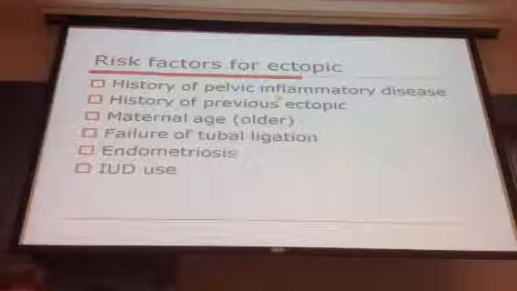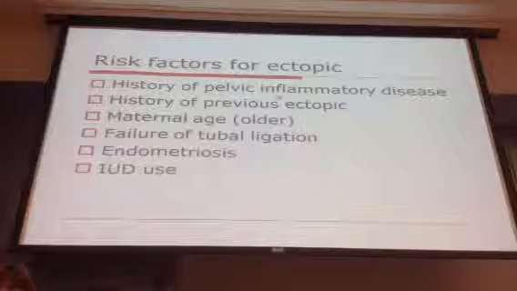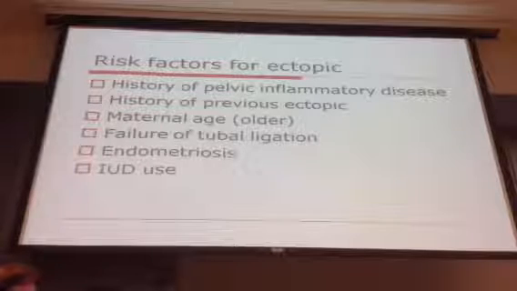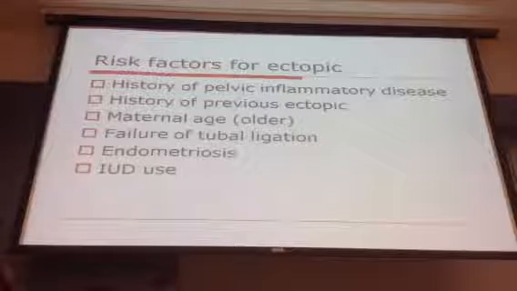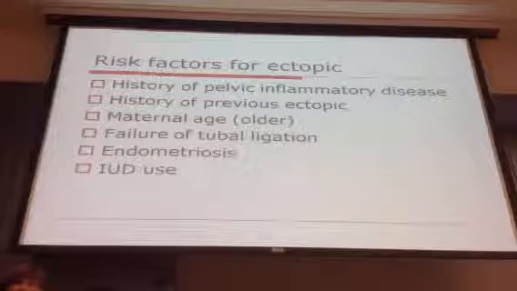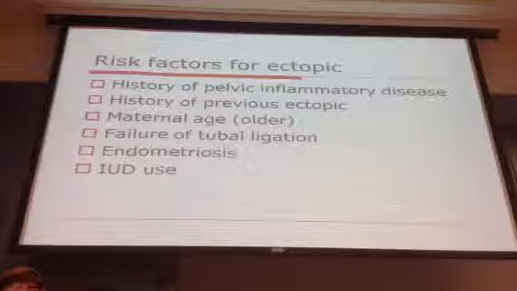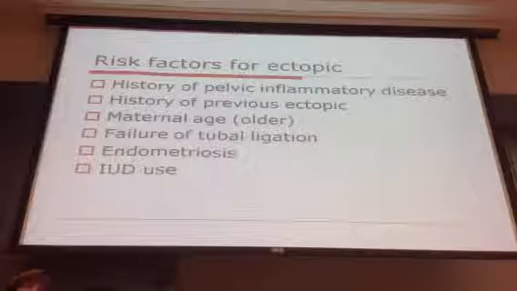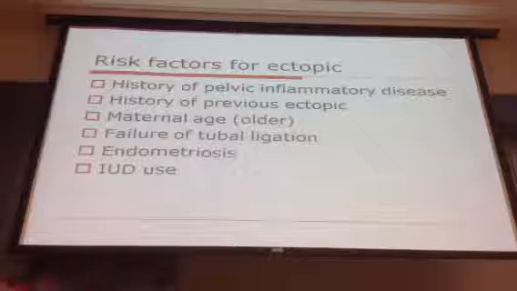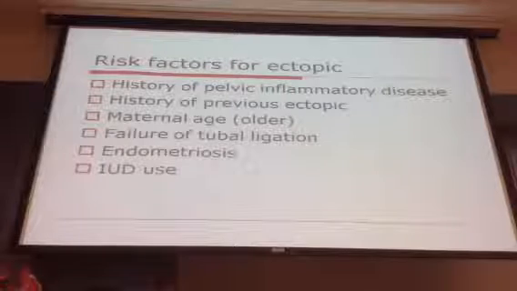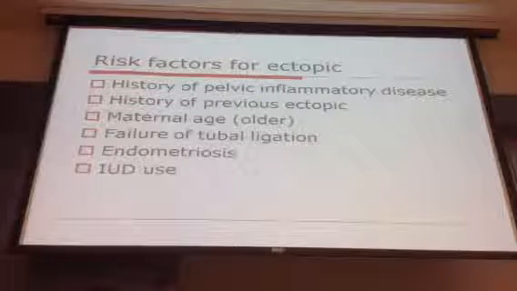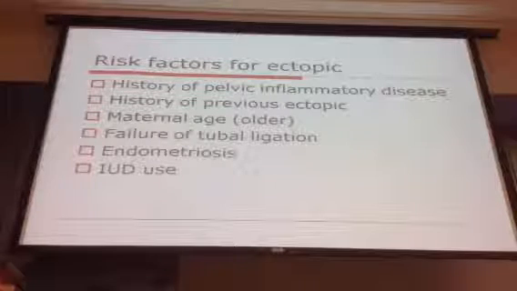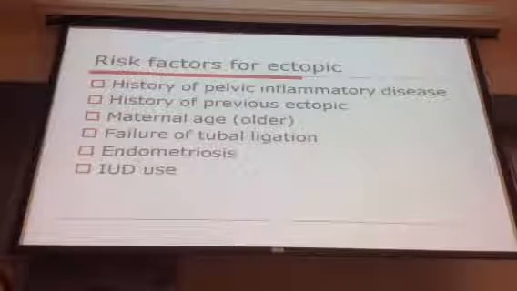As I said, risk factors, things like pelvic inflammatory disease, and we'll talk about that in a little bit, STIs, history of previous ectopic, mom being an older mom, failure of a tubal ligation. Let's say that the tubes are cut, but they're not quite cut all the way, so they're patent enough so that a sperm can get up, but they're not patent enough that a conceptus can travel down, so it gets stuck in the tube.